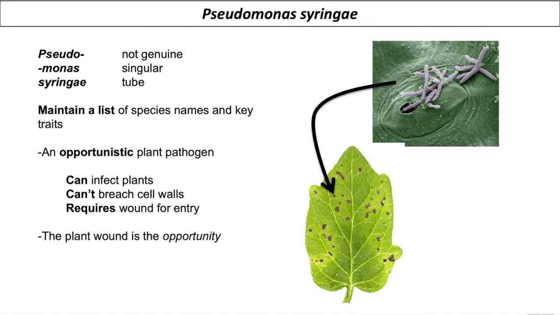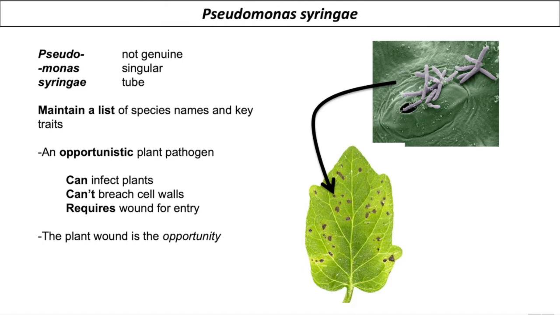We'll come back to it later where sometimes it's easy to say something like causes disease. That's a little bit too vague. We want to get more specific than that. Okay, so let's dig into the details on this organism. It's an opportunistic plant pathogen. It can infect plants.